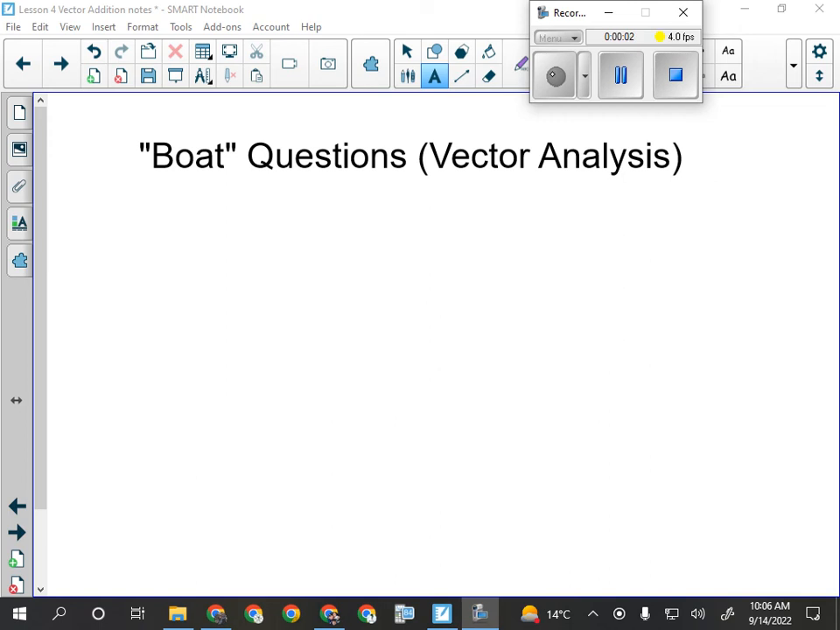Okay, so we've been doing all kinds of different vector problems, some of them involving multiple angled vectors. Boat questions are a type of vector addition question, but they're actually just the addition of perpendicular vectors.